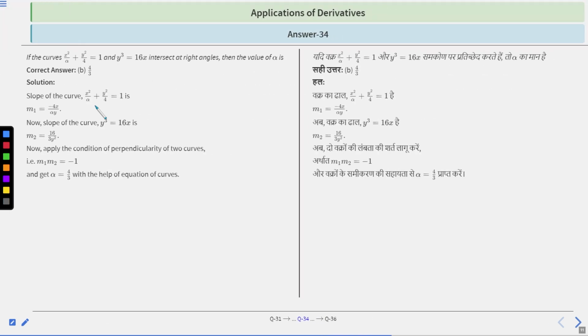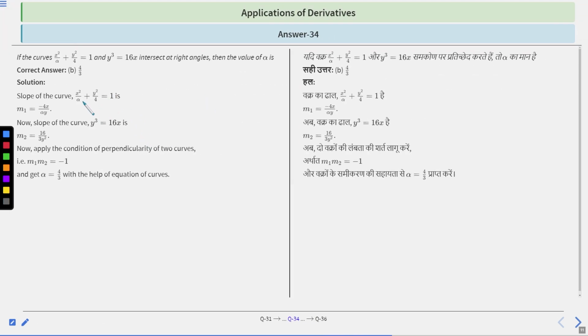Okay, let's move to the solution part C. The slope of the curve x square upon alpha plus y square upon 4 is equal to 1, m1, is written as minus 4x upon alpha y. Now the slope of the curve y cube is equal to 16x, basically m2, is equal to 16 upon 3y square, right?